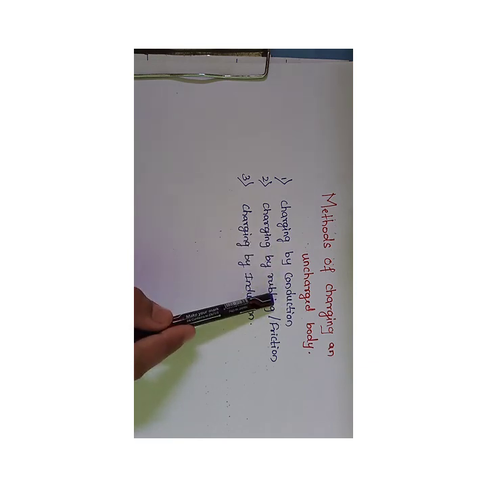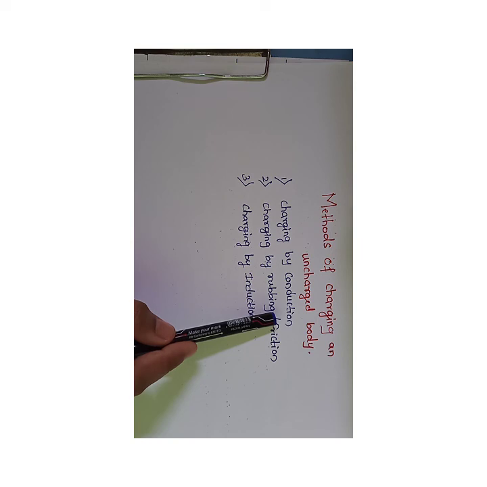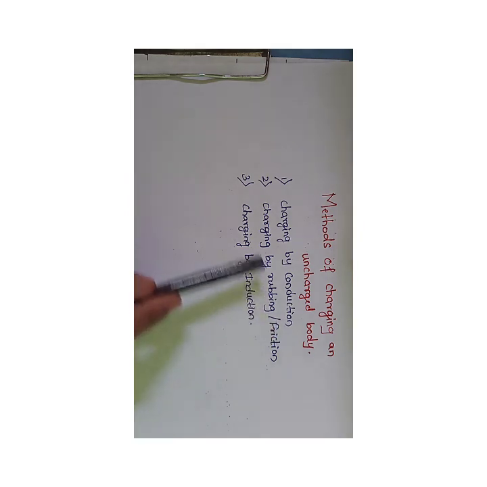Whereas charging by rubbing means two bodies are rubbed together and friction is generated. Due to friction, heat is generated, and due to that heat the charges get transferred. Negative charges transfer, so one body becomes positively charged and the other becomes negatively charged. The one which loses electrons becomes positively charged and the one which gains electrons becomes negatively charged.